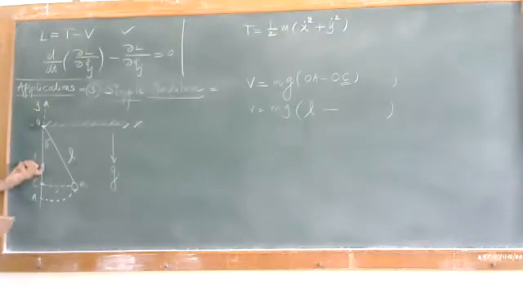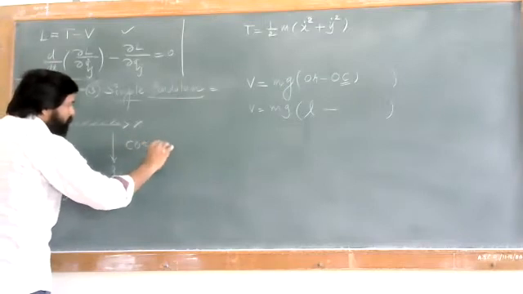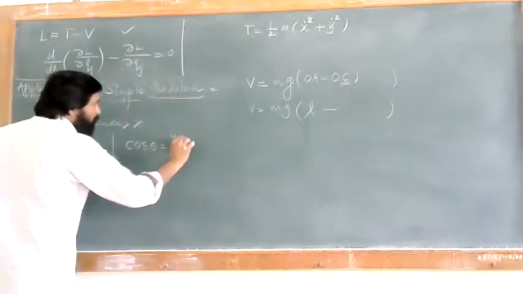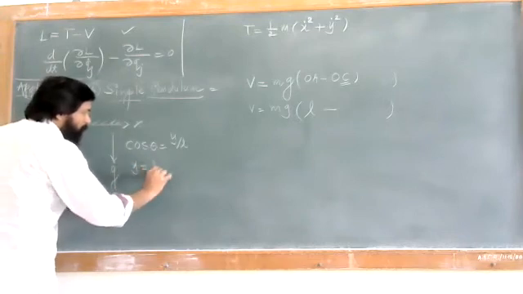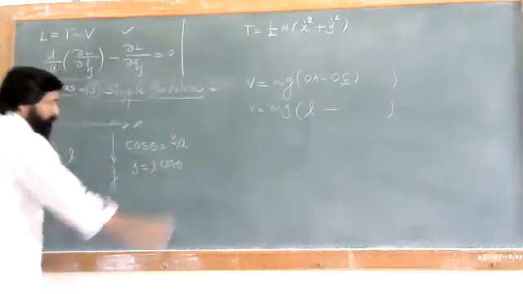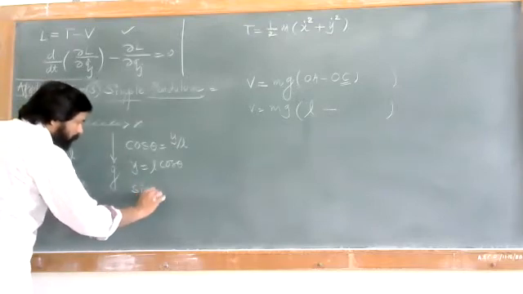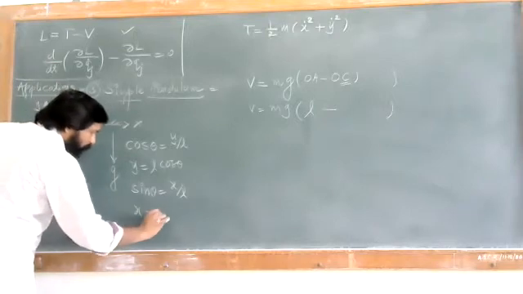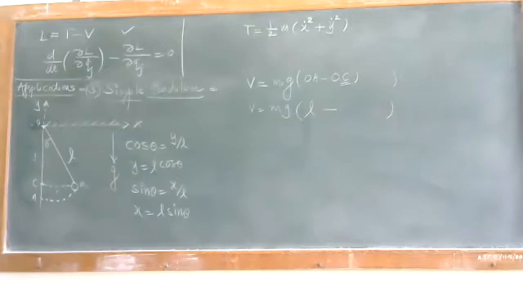So how can we calculate this? We can calculate it by using this condition, cos of theta. What is cos of theta? The cos of theta is nothing but y upon L, or you can say this y is nothing but L cos of theta. First thing. What is sin of theta? The sin of theta is nothing but x upon L, or x is equal to L sin of theta. So that is your points.